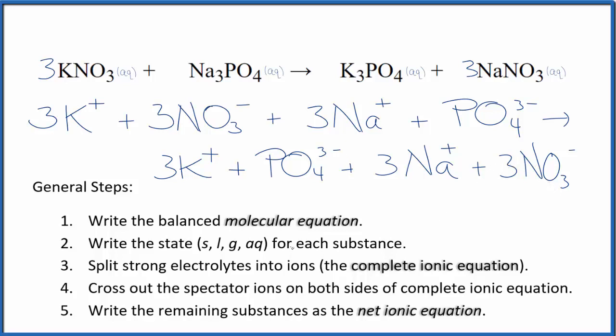With net ionic equations, we cross out spectator ions. So if we cross the spectator ions out, we'd cross these potassiums out, we'd cross the 3 nitrate out, cross the 3 sodium ions, then we cross the phosphate ion out. Everything crossed out, so everything's a spectator ion. No reaction. There'll be no precipitate forming in the reaction of KNO3 plus Na3PO4.